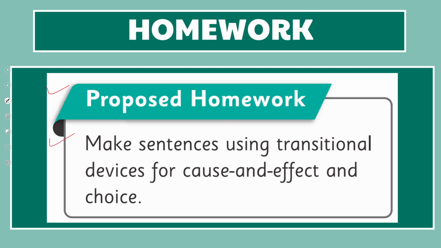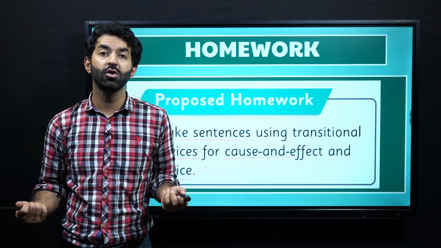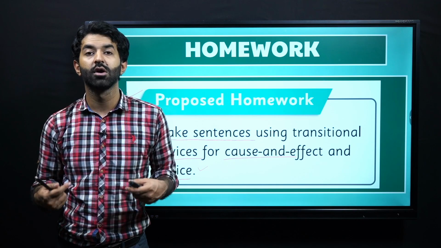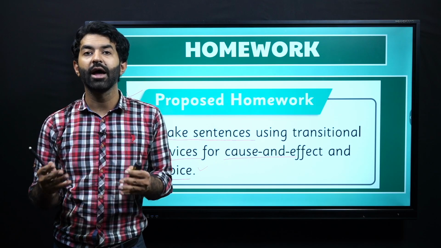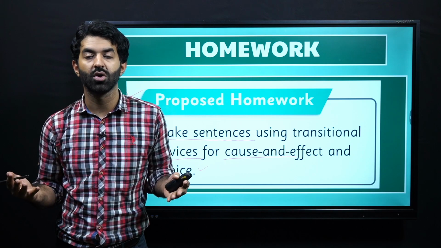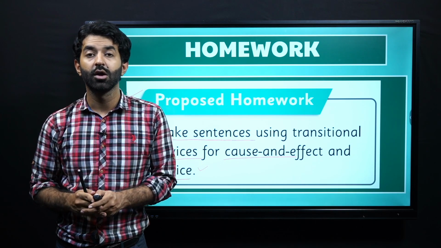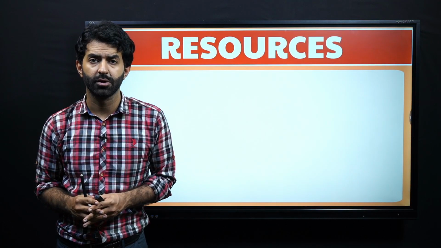For your homework, we have a very short activity that says make sentences using transitional devices for cause and effect and choice. We know for cause and effect we use therefore, because, consequently, and for showing choice we use either or, neither nor, not only but also, etc. So keeping these in mind, you can do this homework and then get your assessment.